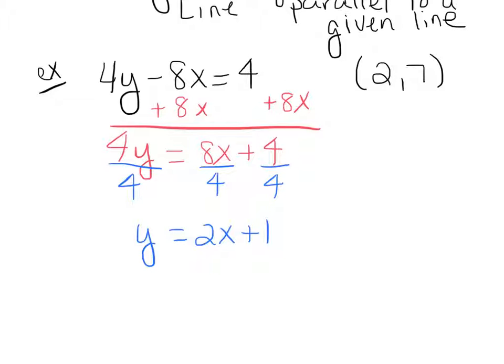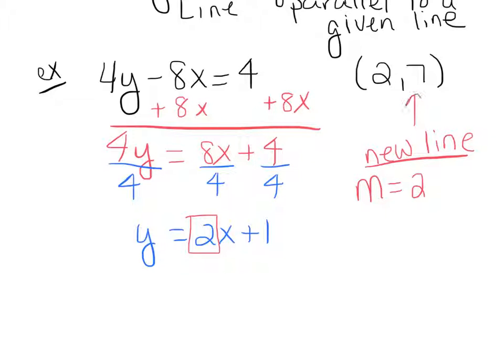Now we're writing the equation of a line parallel to this line. So I know now that the slope is 2. So I'm going to come over here and write m equals 2, because this is going to be my new line. I'm going to start again. So I have a slope, and I also have a point. It was given to me up above, (2, 7).